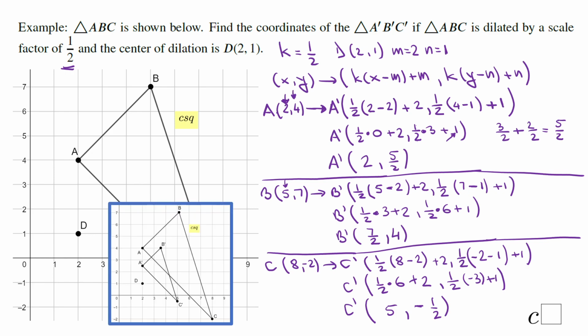I have here the picture. Let's double check if the graphical approach matches this algebraic one. A prime, 2 and 2.5. Yes, that works fine. B prime, it is 3.5, 7 over 2, and 4. That's correct. And C prime, it is 5 and negative 1/2. So yes, it is correct algebraically and graphically. We have the same answer.